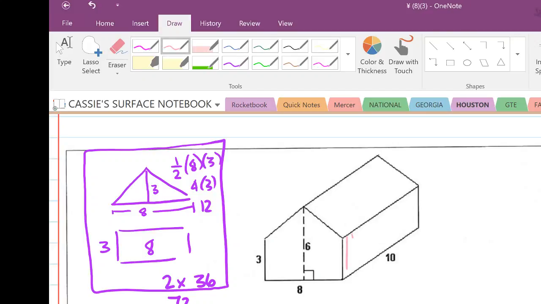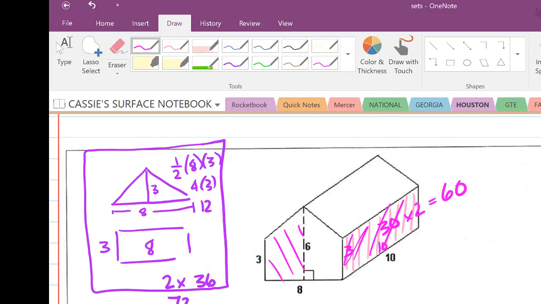Let's look at this right here. This is 10 back and 3 up. 3 by 10, so 30. And we know that there are 2 of those, so that is 60. Okay, so let's just keep a total here, 72 and 60. So we've covered that, and we've covered this. Let's look at the roof.